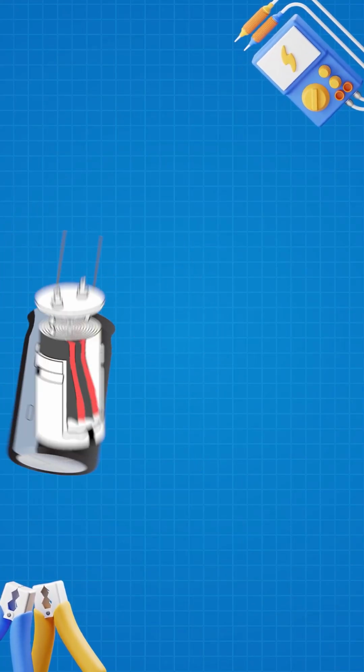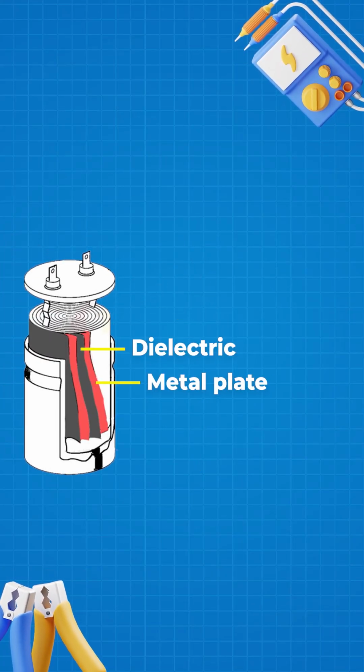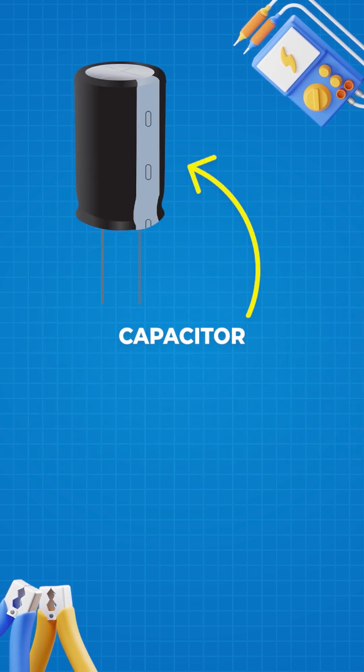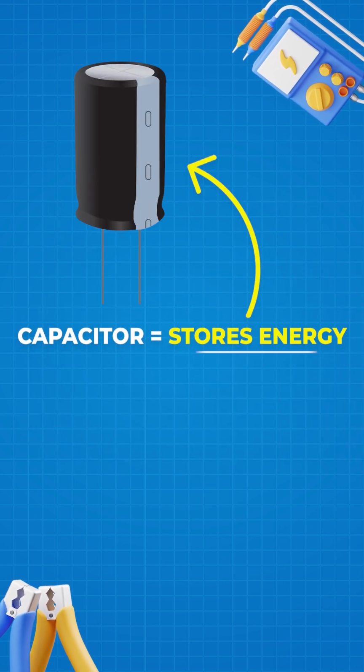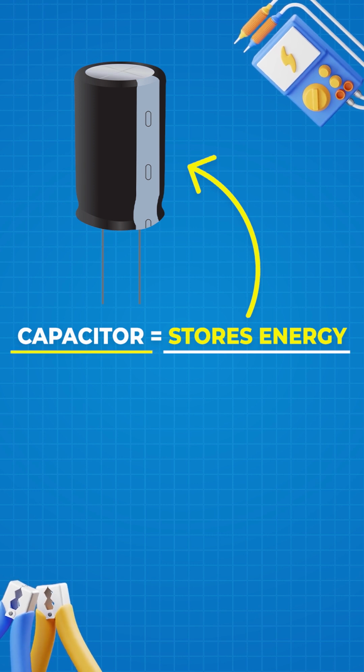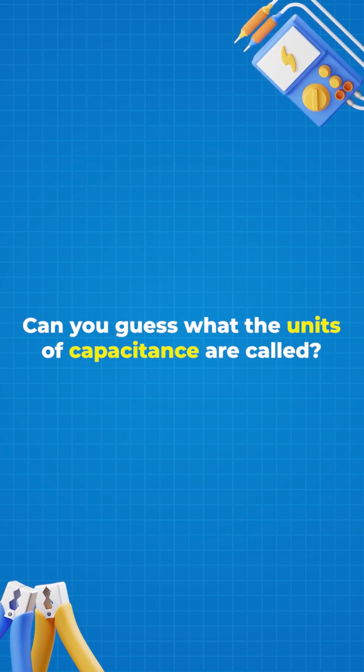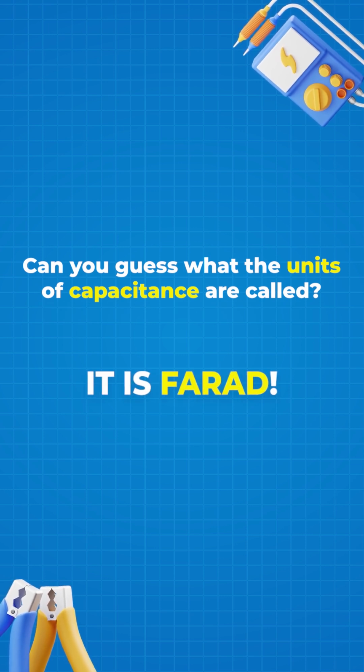A capacitor is made of two metal plates with an insulator in the middle, and we call this a dielectric. It stores charge in its electric field between its metal plates. Basically, the purpose of a capacitor is storing energy. The ability to store charge in a capacitor is called capacitance. Can you guess what the units of capacitance are called? That is correct. It is farad.